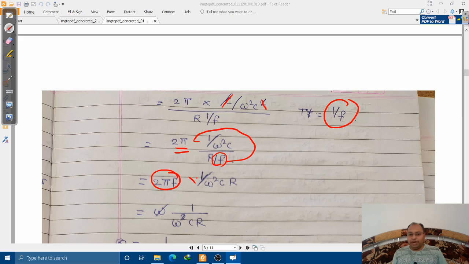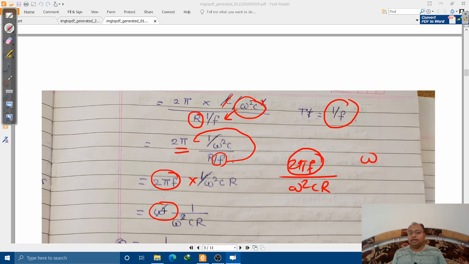And into 1 divided by omega square CR, it will be as it is. So R is going to get connected over here, because this is coming into the denominator. So this is nothing but 2 pi F divided by omega square C into R. What is 2 pi F? It is omega. So this omega and this single omega will get cancelled out, and therefore it is going to become Q is equal to 1 upon omega C into R.